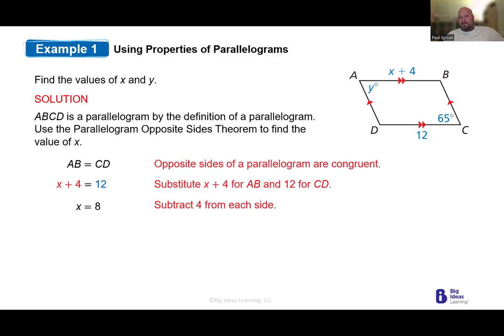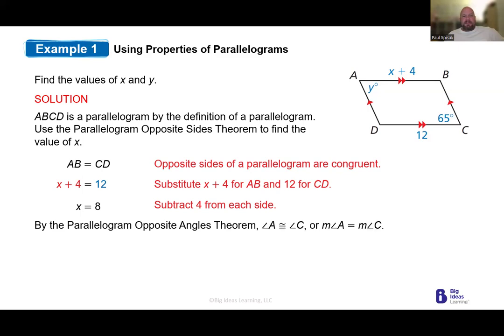For the other one, again, opposite angles are also congruent. So Y and 65 are already opposite angles. So those two must be congruent. So we can say that angle A is congruent to angle C. Therefore, Y is equal to 65.